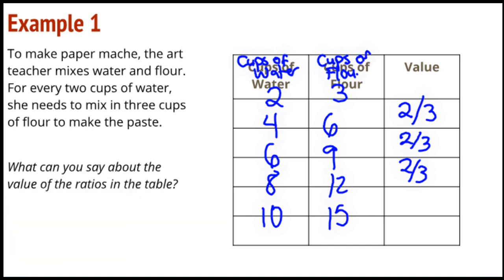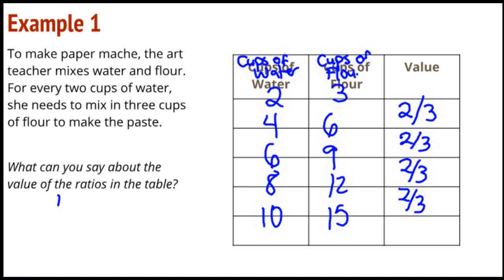I could also look at it this way. I have a value of 8/12. The cups of water is 8/12 the cups of flour, and I can divide both of these by 4, which will give me a value of 2 to 3, or 2/3.